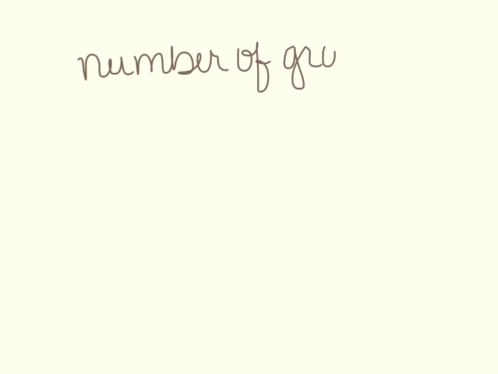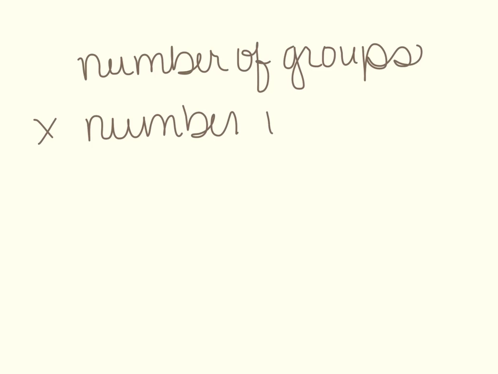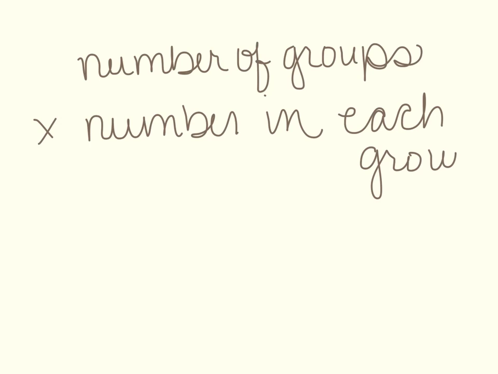It would be the number of groups times the number in each group. Number of groups times the number in each group gives you a total.